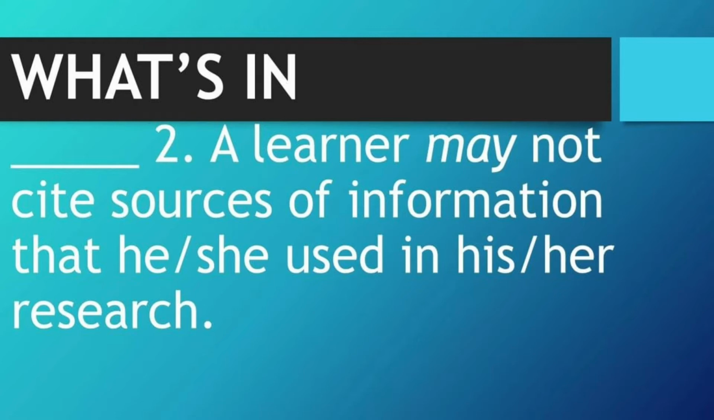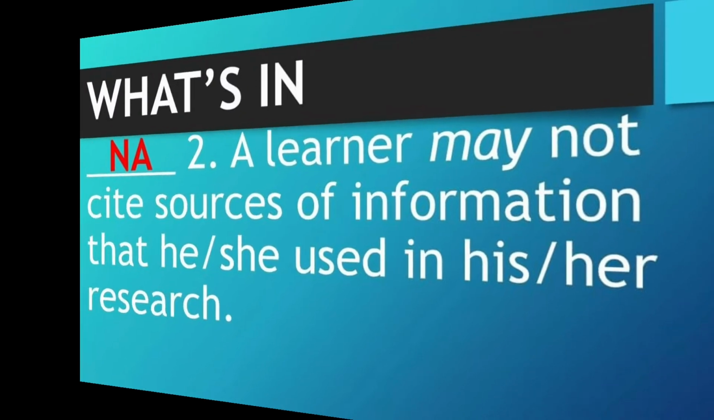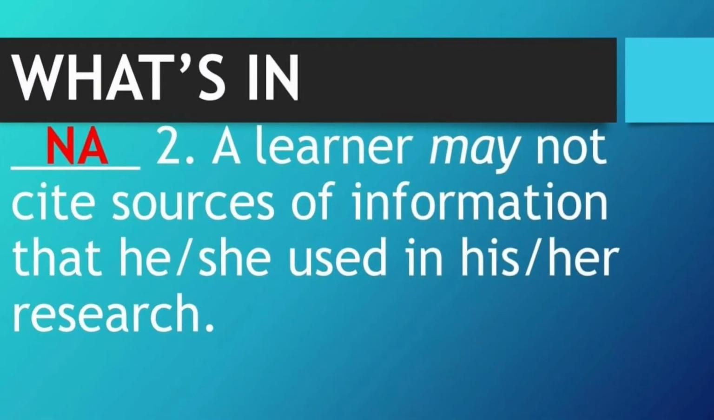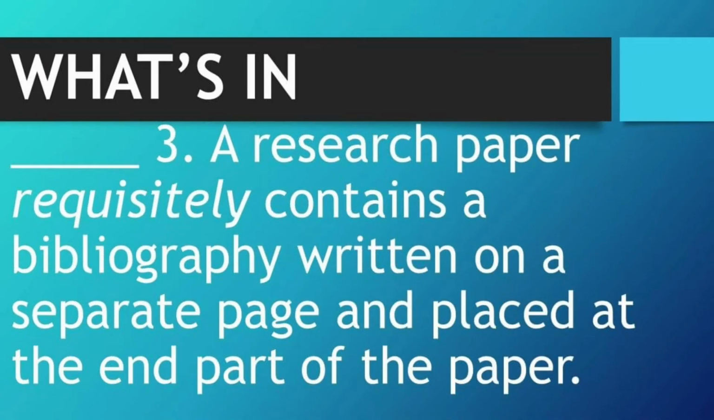Time's up. The answer is NA, or not acceptable, which means that the learner should always cite the sources of information that he or she used in his or her research. Next is number 3. A research paper requisitely contains a bibliography written on a separate page and placed at the end part of the paper.